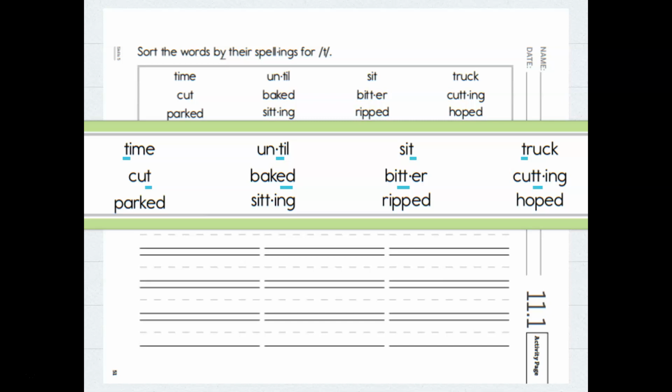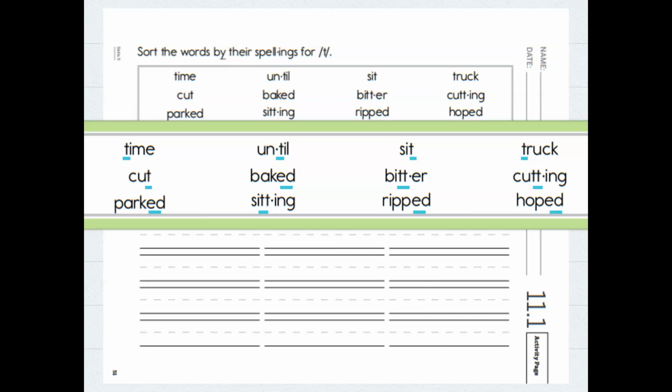The next word is part, part. The t sound in part is spelled ED. The next word is sitting. Sitting. The t sound in sitting is spelled TT. The next word is ripped. Ripped. The t sound in ripped is spelled ED. The next word is hoped. Hoped. The t sound in hoped is spelled ED.